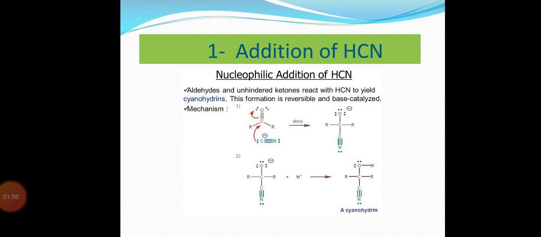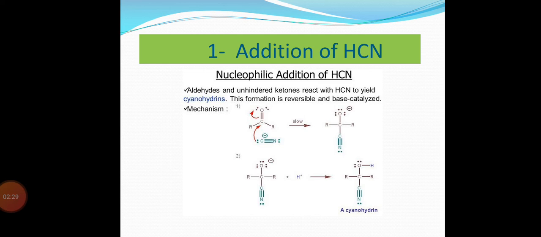In this addition reaction, hydrogen cyanide is used to react with the carbonyl of aldehyde and ketone. In hydrogen cyanide, cyanide acts as a nucleophile. So cyanide will move towards the carbonyl carbon, as we learned in the previous slide, and then proton addition takes place to form the stable product. The important point here is that in the addition of hydrogen cyanide, the product name will be cyanohydrin.